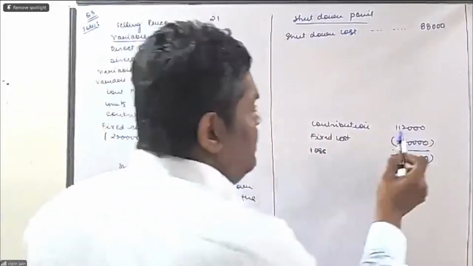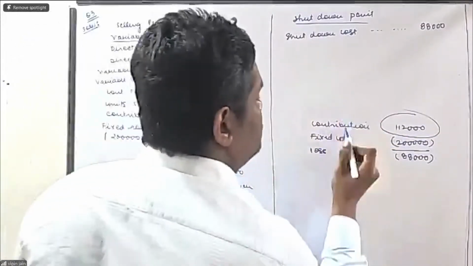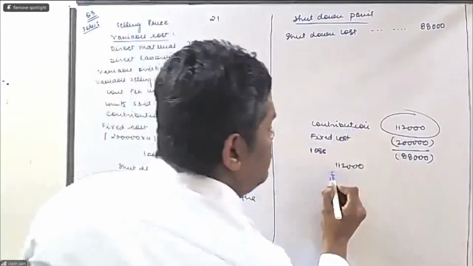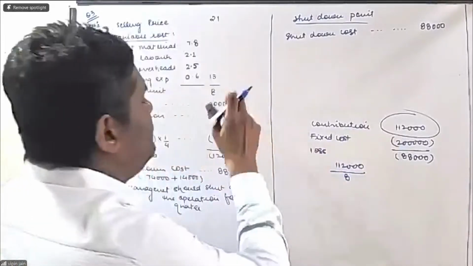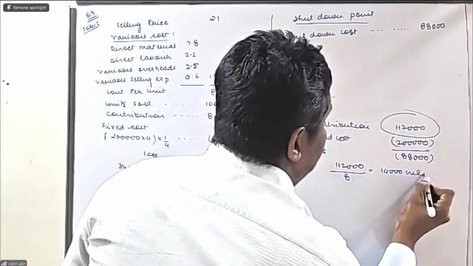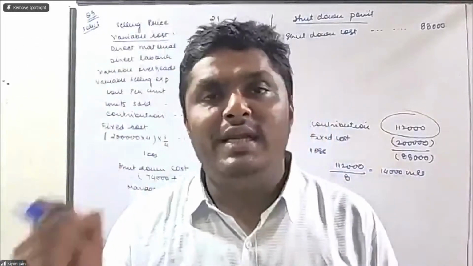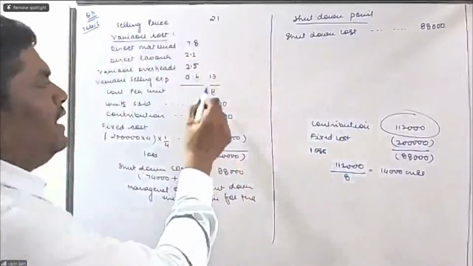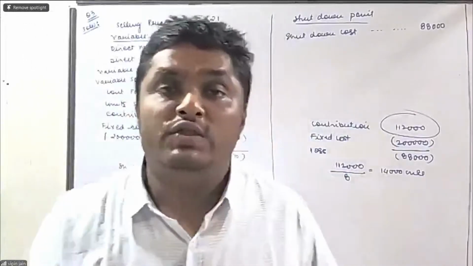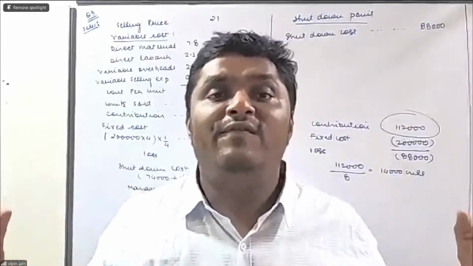See, contribution is 1 lakh 12, and how much is the per unit contribution? 1 lakh 12,000 is my desired contribution, divided by contribution per unit, which is 8. So how many number of units? 14,000 units. Total contribution 1 lakh 12,000 है. 8 unit पे contribution कितना आ रहा है? 8 rupees. So how many units? 14,000 units. So it means at 14,000 units, we are indifferent.